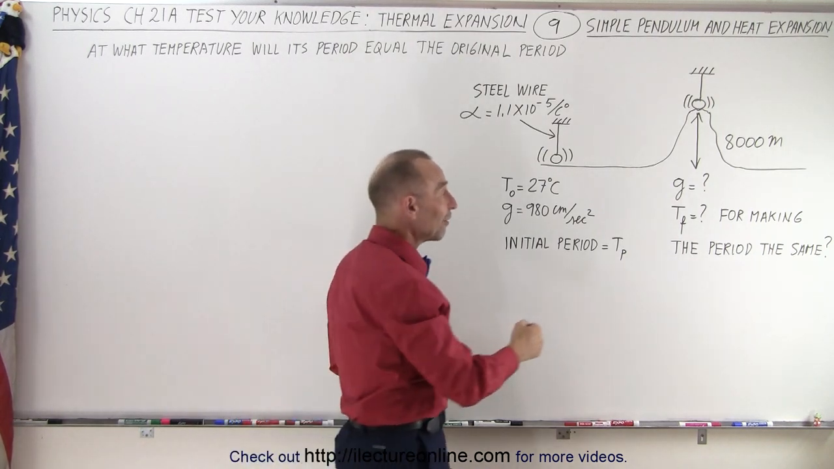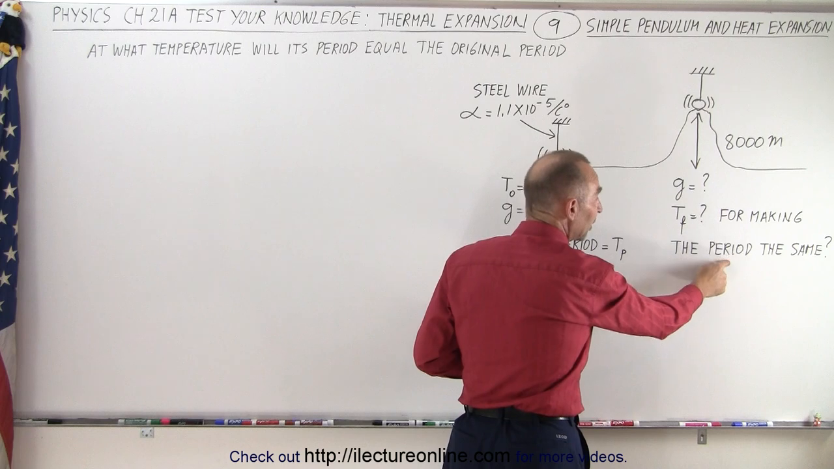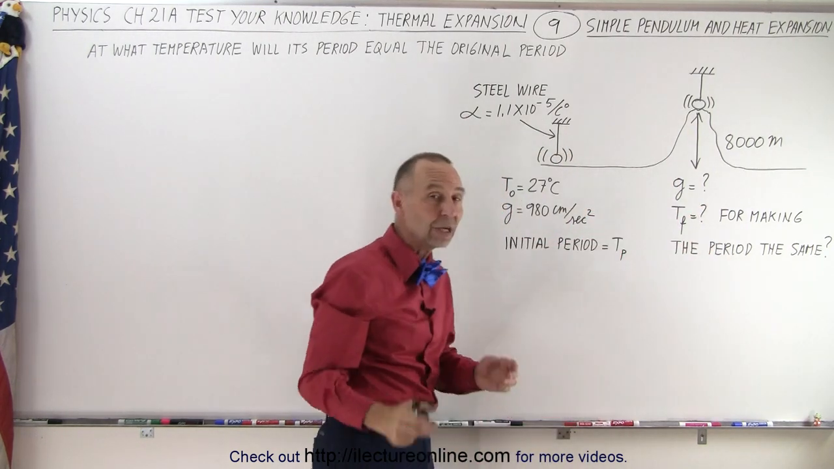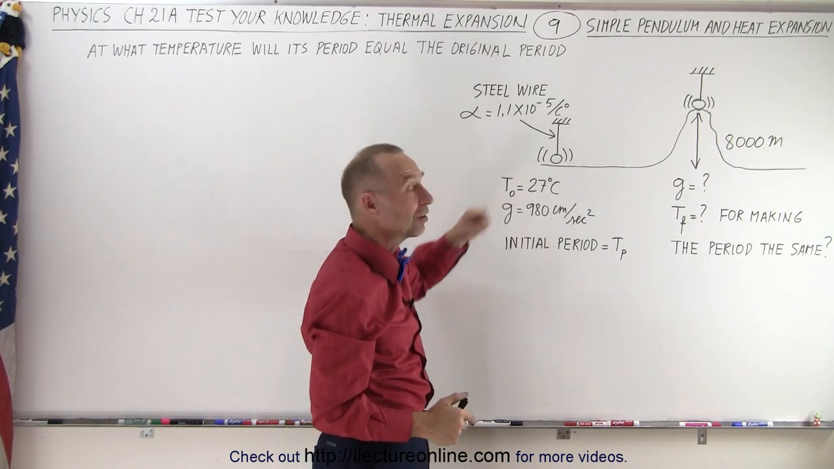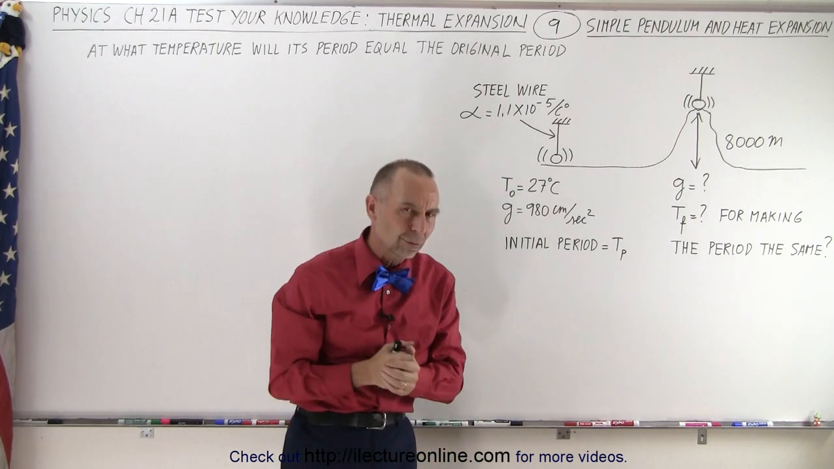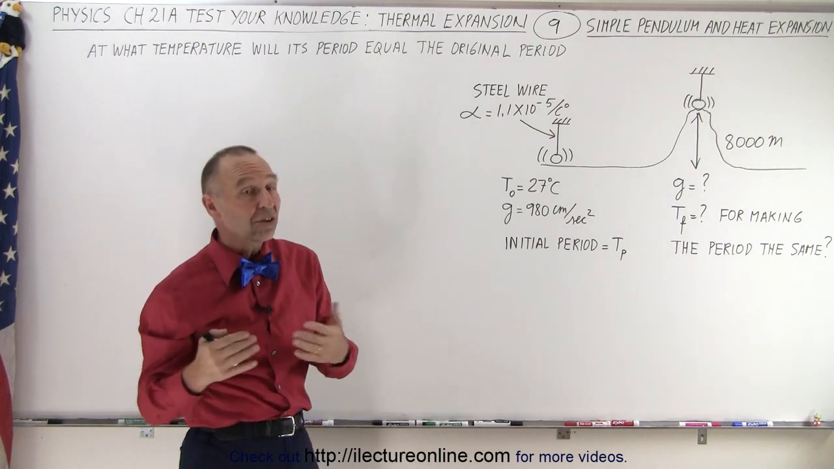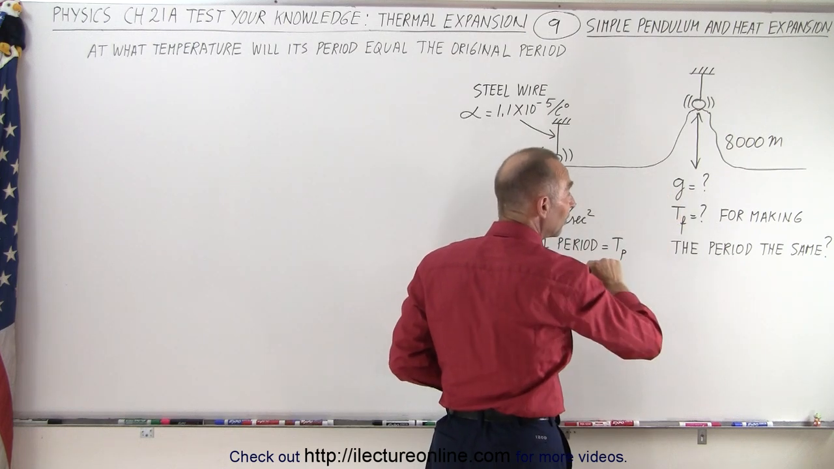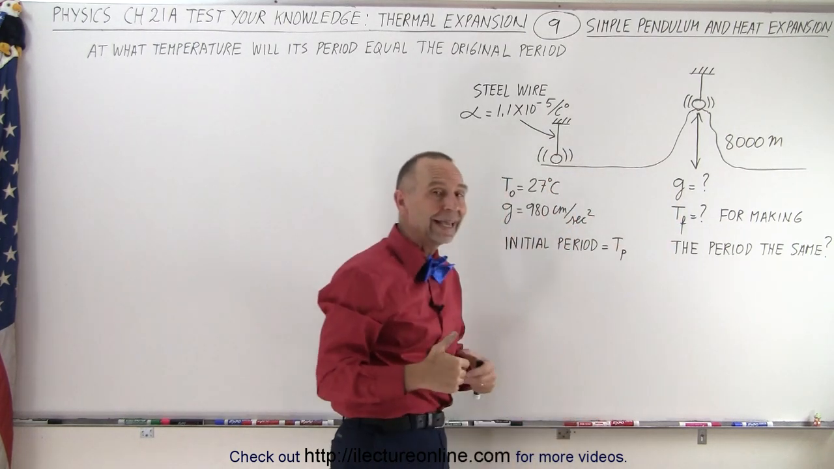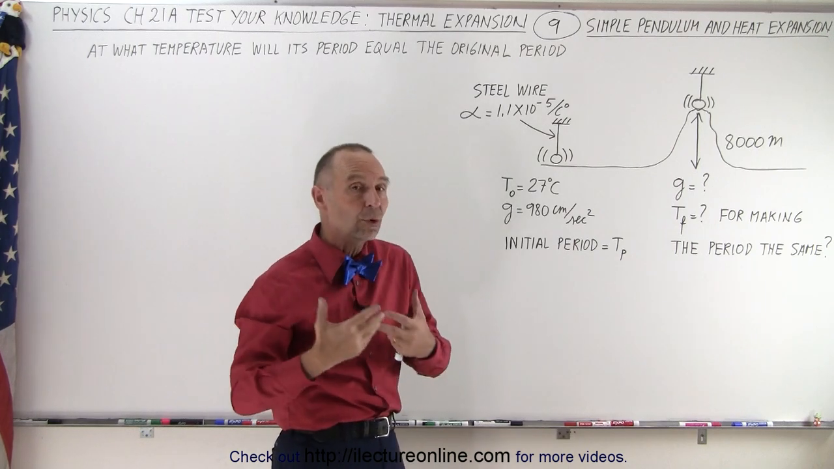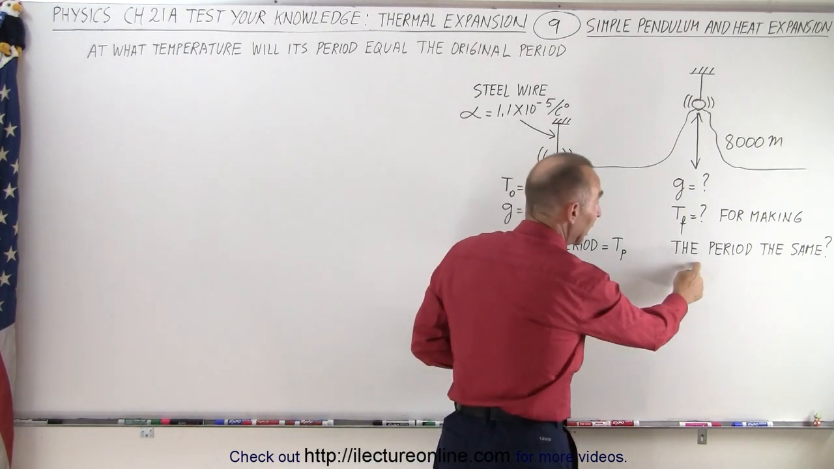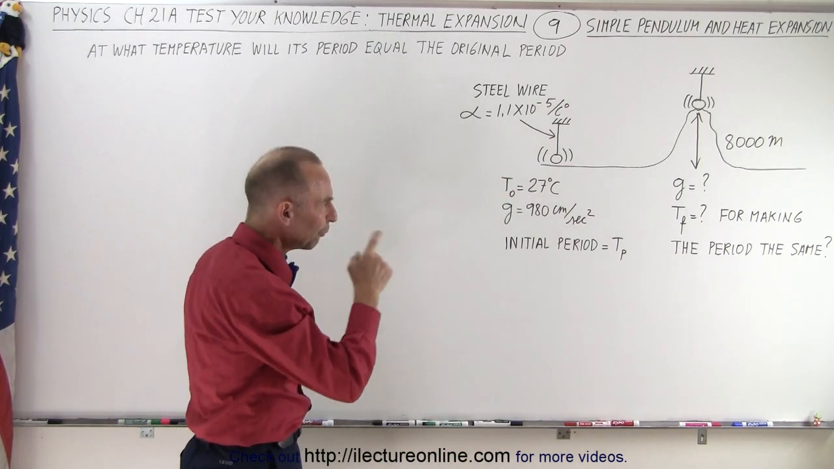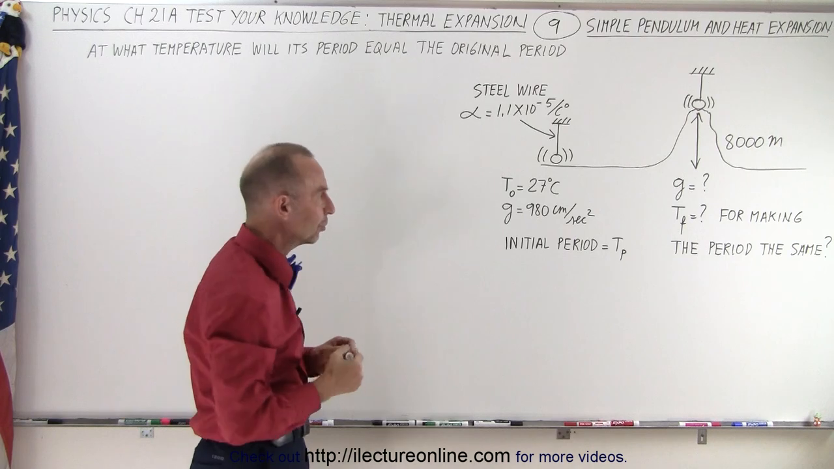We want to know what the final temperature needs to be so that the period at 8,000 meters with a smaller acceleration due to gravity will be the same as the period when it's at sea level at a temperature of 27 degrees centigrade. So the strategy here is that we first want to find out what our new acceleration due to gravity is, see how that affects the period, and then find out what change in temperature is required in order to bring the period back down to the original period. So first, let's worry about finding acceleration due to gravity.